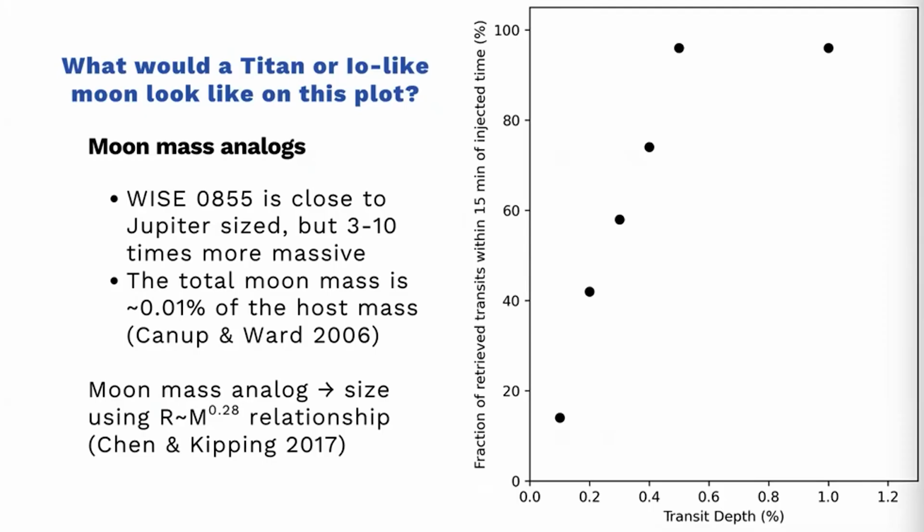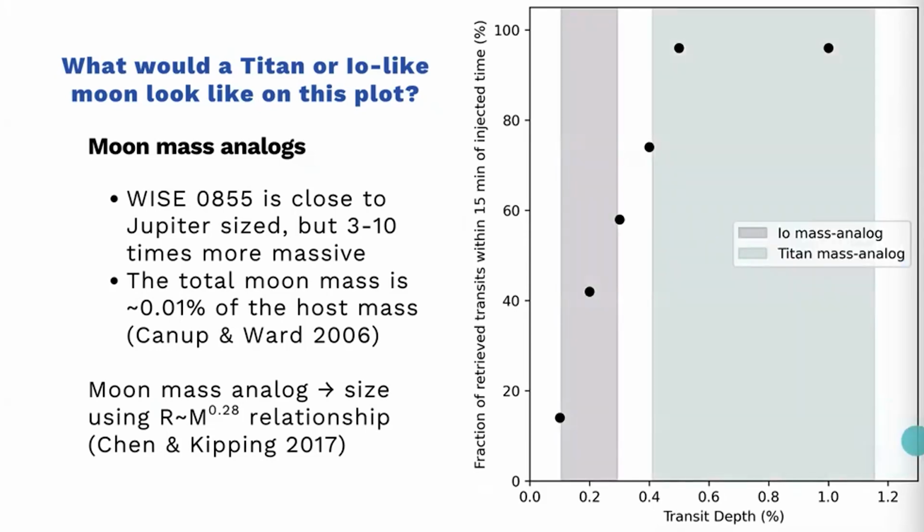And so what I did is I scaled up these Titan and Io masses to find their corresponding radius values, and these are the ranges we get. So these are Titan mass analogs and Io mass analogs. And so you see we're sensitive to these Titan ones and to some Io mass analogs.